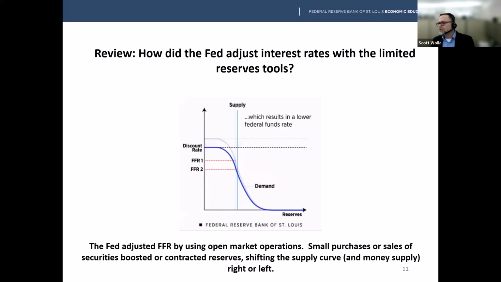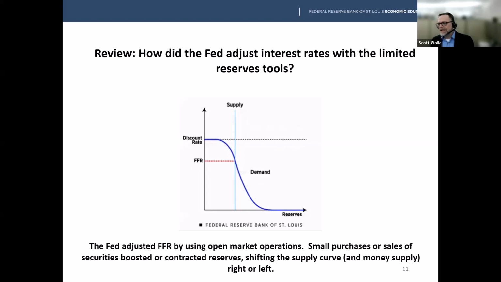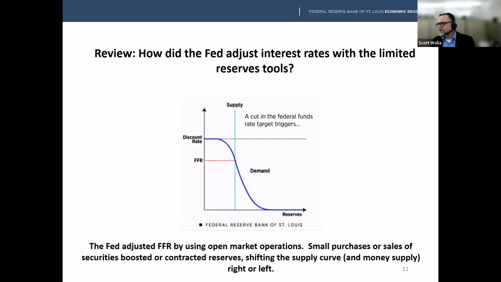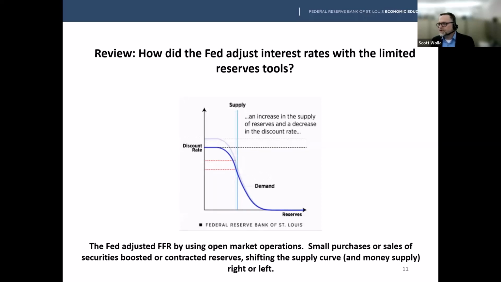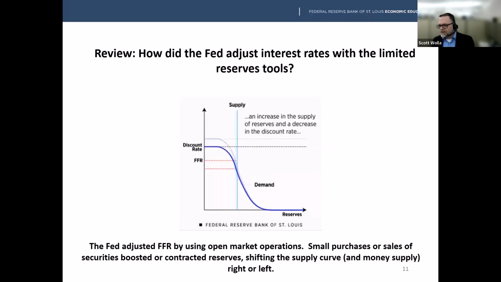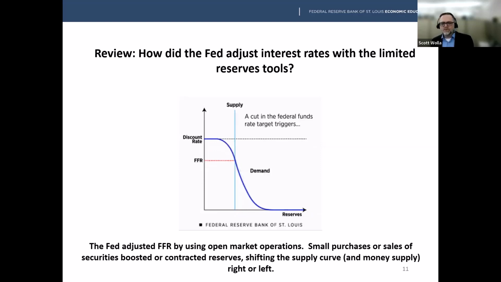Okay, the Fed controls the total level or the total supply of reserves in the banking system, and the Fed could influence the supply using open market operations. So when the Fed wanted to lower the federal funds rate, which is what you see on the animated graph here, it would do an open market purchase of government securities that shifted the supply curve to the right. Specifically, the curve would shift to the right, or reserves would increase as the Fed credited the account of the seller of the security.